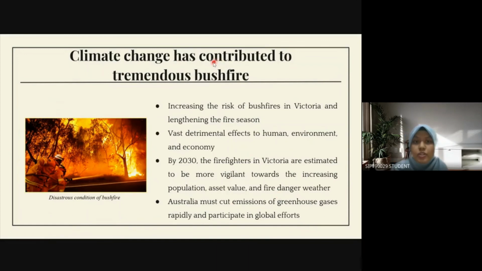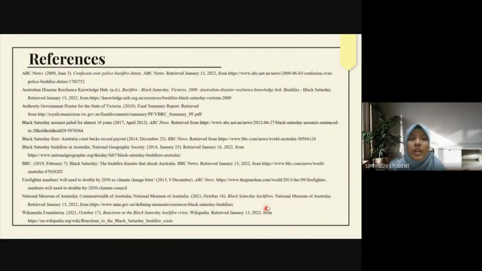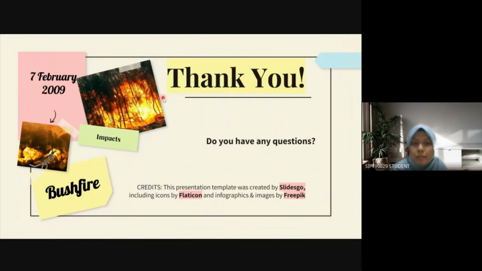Finally, climate change has contributed to tremendous bushfires. Climate change is causing more frequent and intense weather conditions, which increase the chance of lightning strikes that can spark fires. This situation can result in increasing the risk of bushfires in Victoria and lengthening the fire season. We also have seen vast documented effects of bushfires on humans, the environment, and the economy. Thus, by 2030, the firefighters in Victoria are estimated to need to be more vigilant about the increasing population, asset value, and fire danger weather. Indeed, the Government of Australia should be more progressive to cut emission of greenhouse gases rapidly and participate in global efforts.